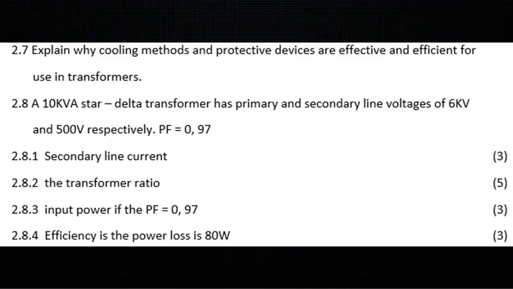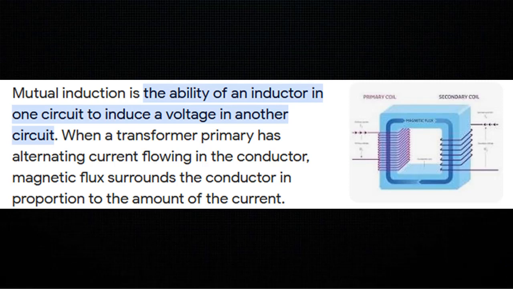Describe how the EMF is induced in the secondary windings of a transformer. AC voltage is applied to the primary windings. Alternating currents will flow in the windings. This current will produce alternating magnetic fluxes. The magnetic fluxes will link with the secondary winding through the magnetic core. After linking, an EMF is induced into the secondary winding.